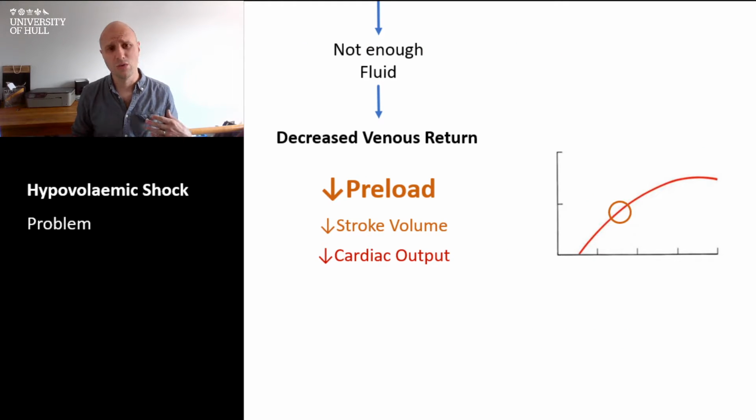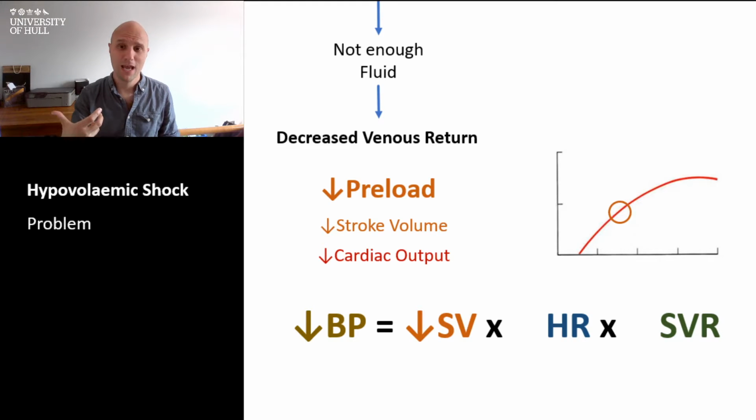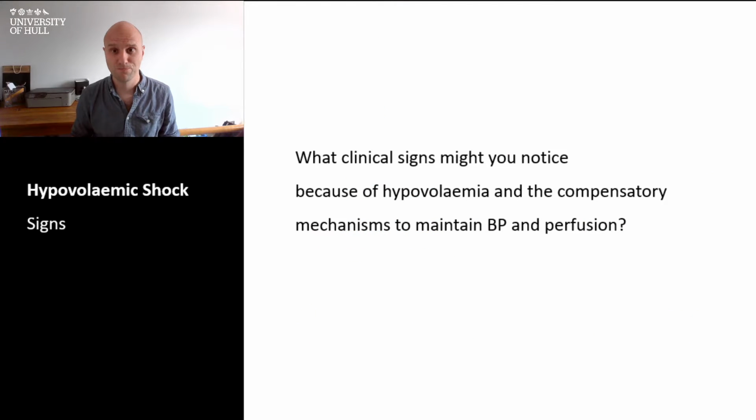So we've explained that we've got a decrease in preload, which leads to a decrease in stroke volume and a decrease in cardiac output, which you'll recall is the amount of blood that is ejected from the LV within a minute. And so consequently we have a drop in blood pressure, which then has a knock-on effect in terms of perfusion and how we reduce perfusion.